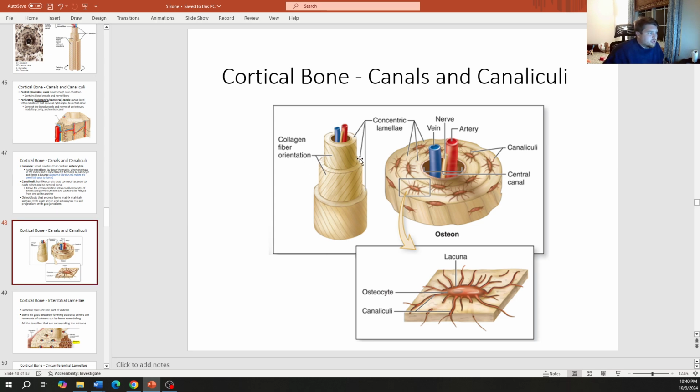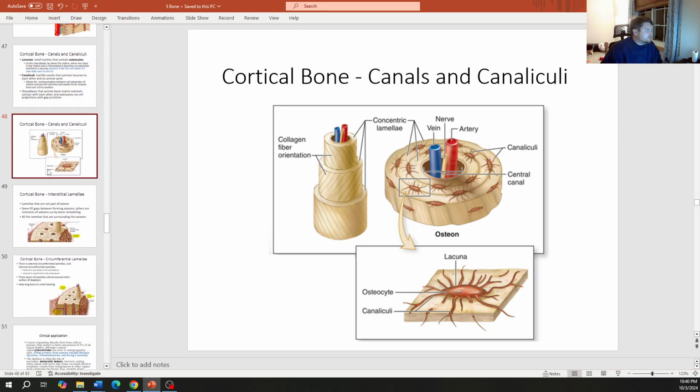So here we have that osteon. We enlarge a single layer right there. And you can see here the lacunae, the little divot inside or around the osteocyte. And then these little tunnels, which are the canaliculi, connecting the lacunae together.